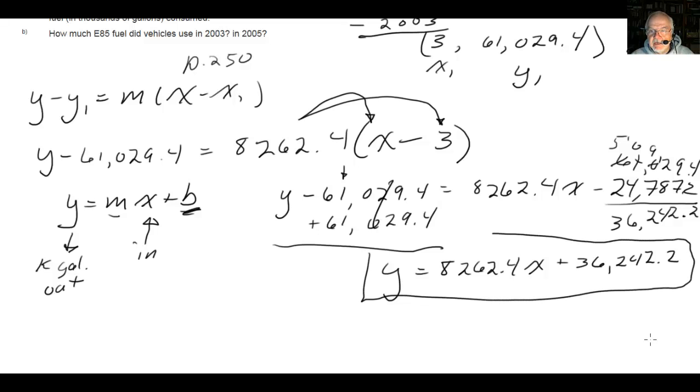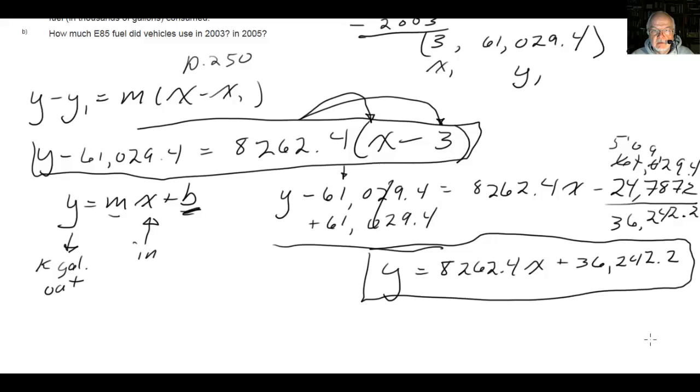Alright, so I have my equation. Well, I already had an equation, but this equation is going to be easier to use than that one, because all I have to do is put x in, do the arithmetic, and out pops y. Right? Boom. In, out.